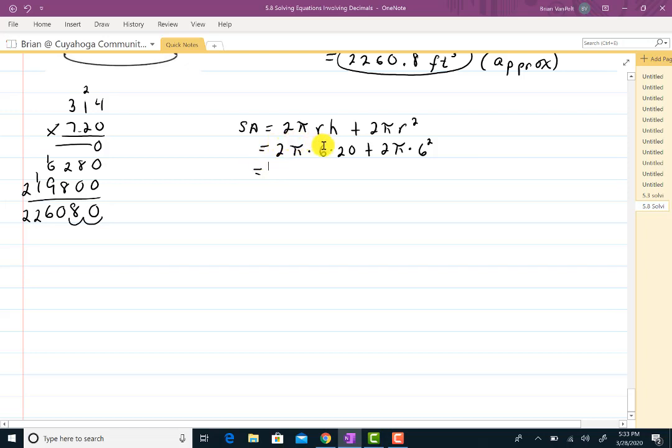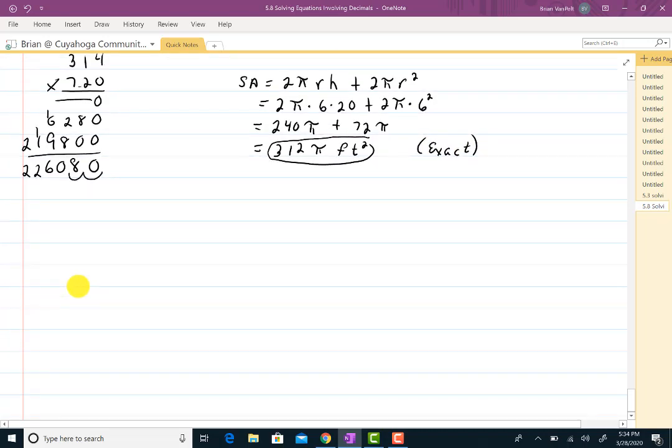2 times 6 is 12. 12 times 2 is 24, but add a 0 and you get 240. So 240 pi plus, for the other one, I get 36 times 2 is 72, for a total of 312 pi. And remember now, we need to put the units squared, so feet squared. That there is the exact answer.